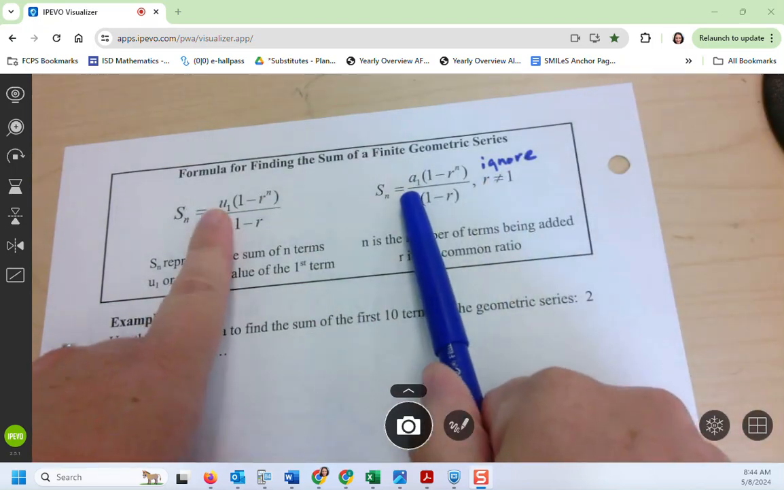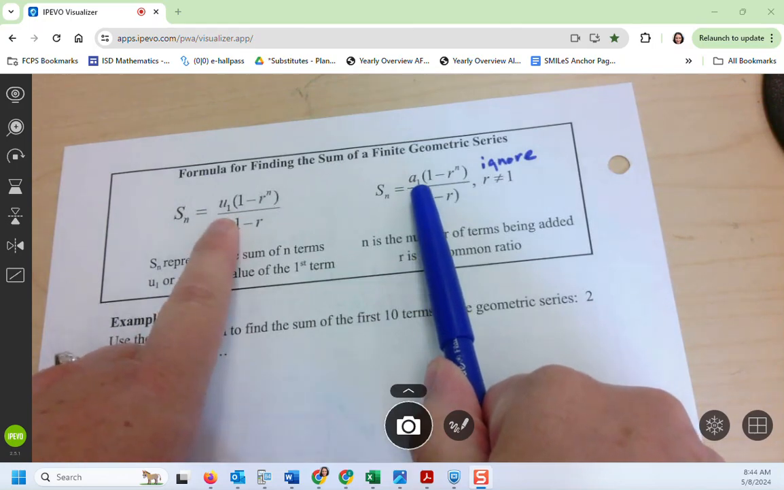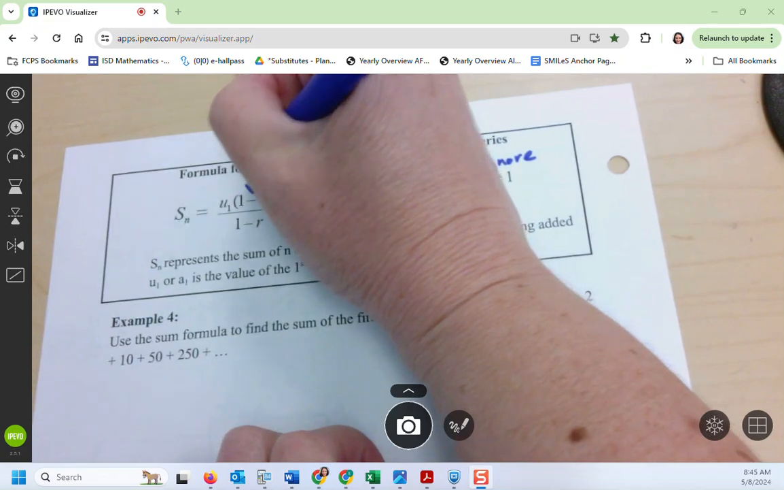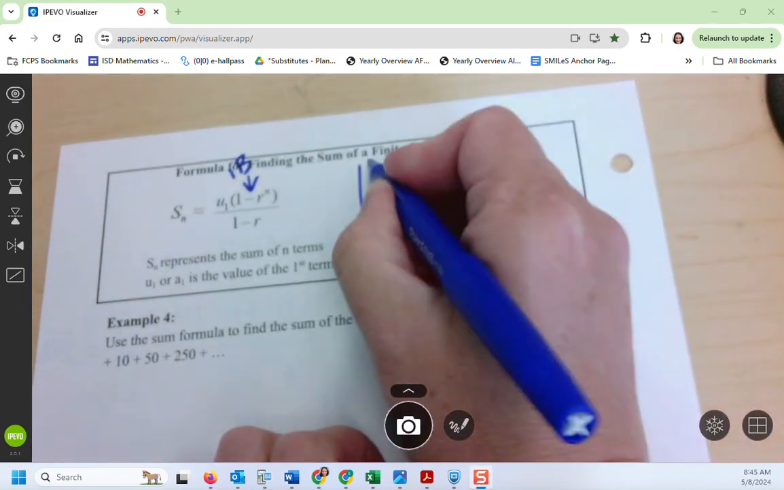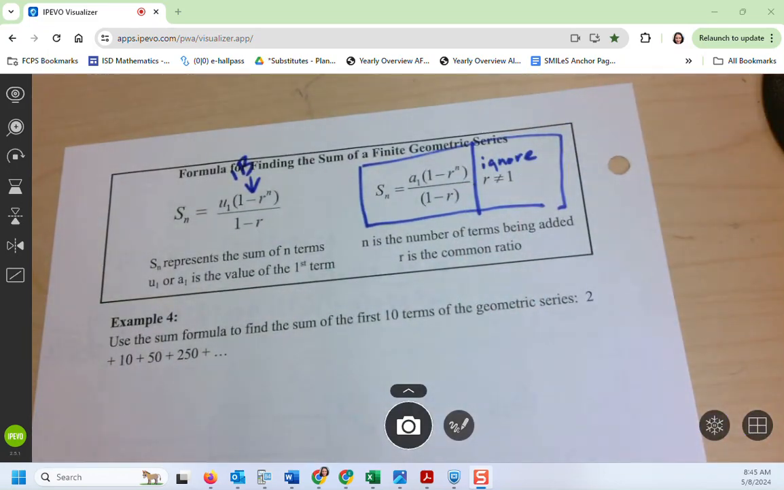The only other thing that's different is that you have a and u. The u is what the IB uses. The a is what we use. So this one is for IB, and this one is for us. You don't need to worry about the r doesn't equal 1. The only thing you need to know is don't be confused by it. When you see it on a test, if they give you a formula and it says r doesn't equal 1, be like, okay, that makes sense. I don't need to worry about that because r is not going to be 1.